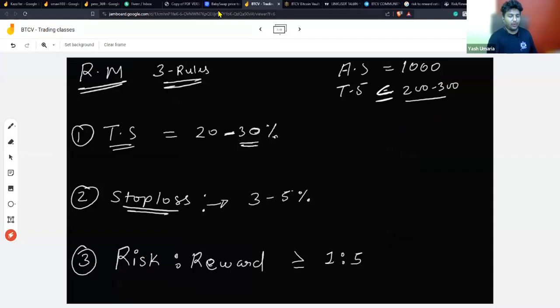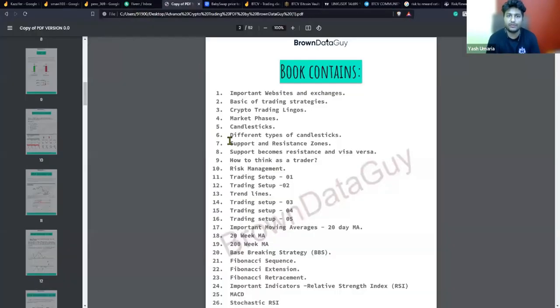Now, what is next? Till now, we have understood market phases, candlesticks, support and resistance, how to think as a trader, and risk management. Now we will talk about trading setup 01. There is no name for it. Of course, you can call it XYZ, ABC, it's up to you. I call it trading setup 01. Why? Because it is based on the concept of market phases and support and resistance, and of course, the theorems of support and resistance. So let's talk about trading setup 01.